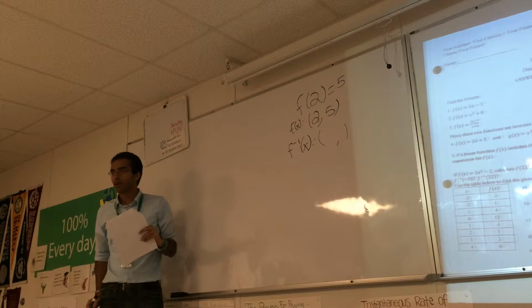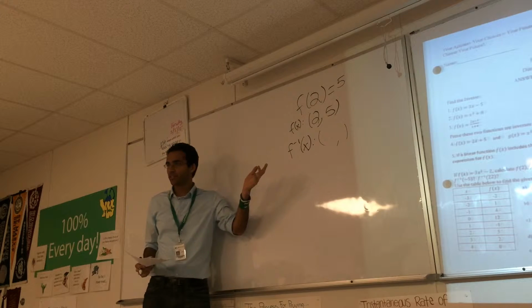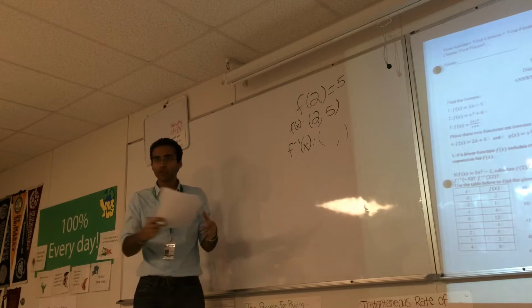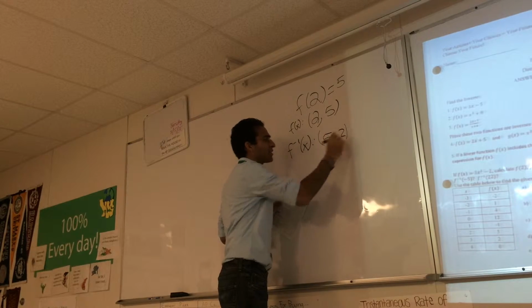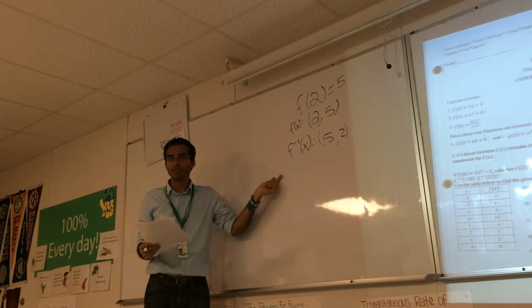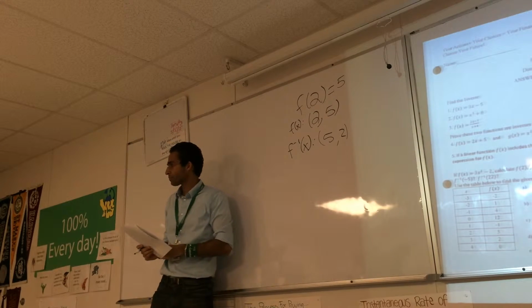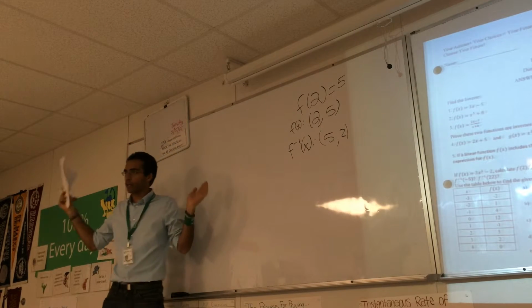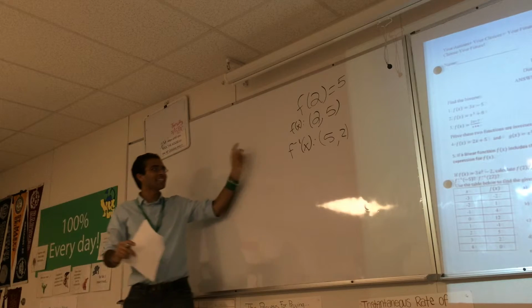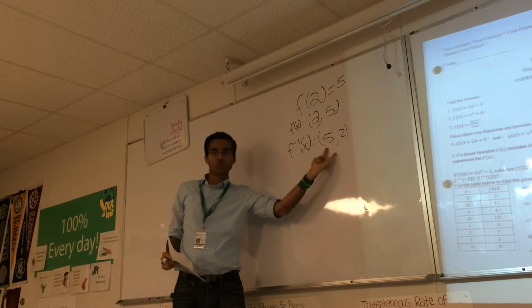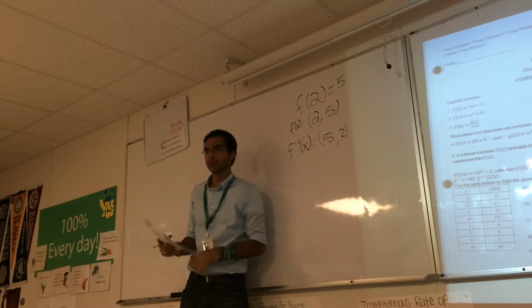Because you said switch the y. Right. So what are the coordinates? 5 comma 2. This point must be on the inverse graph, because all we're doing is switching the coordinates. I don't know about the negatives, right? It could be, could not be. But all I'm doing is switching: x, y, y, x.